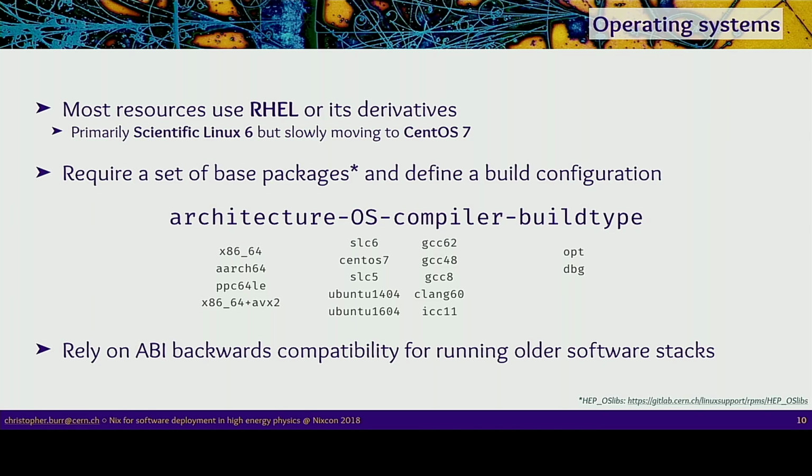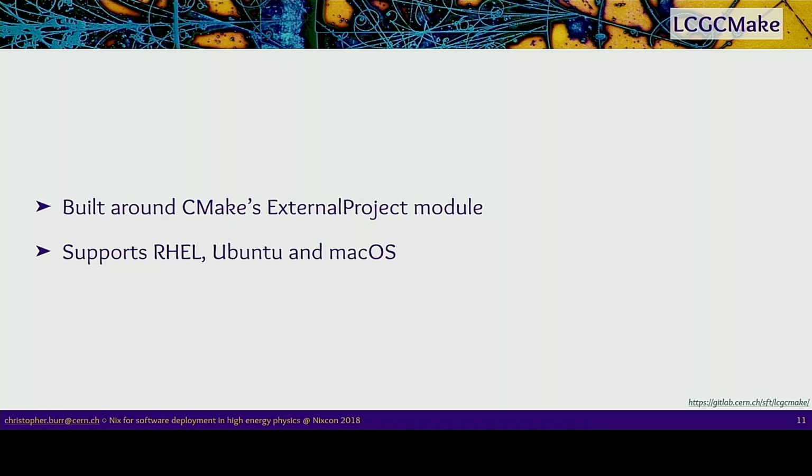The way that we rely on backwards compatibility, because we keep running the software for quite a long time, is just hoping that the ABIs stay stable, and that Red Hat Enterprise Linux 6 can generally run binaries that were compiled against Red Hat Enterprise Linux 5's ABIs to varying degrees of success.